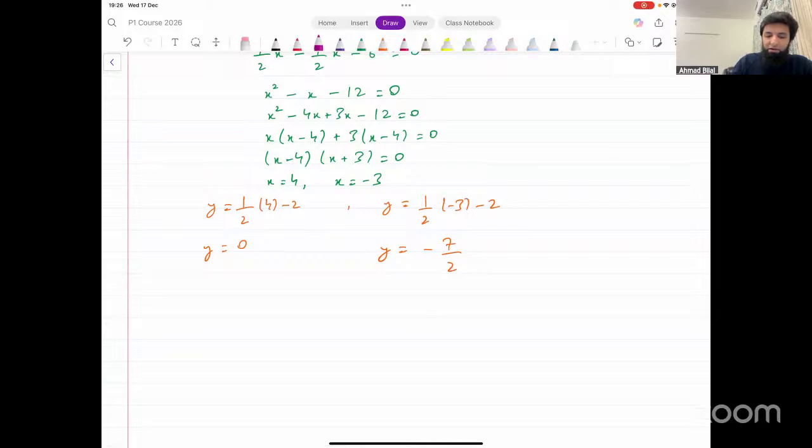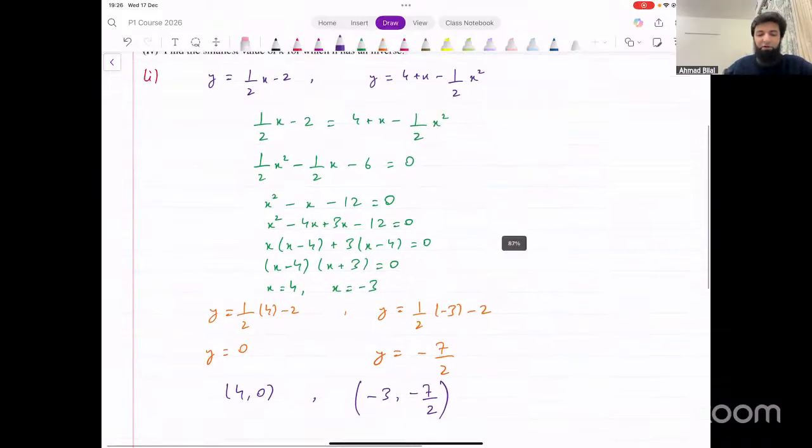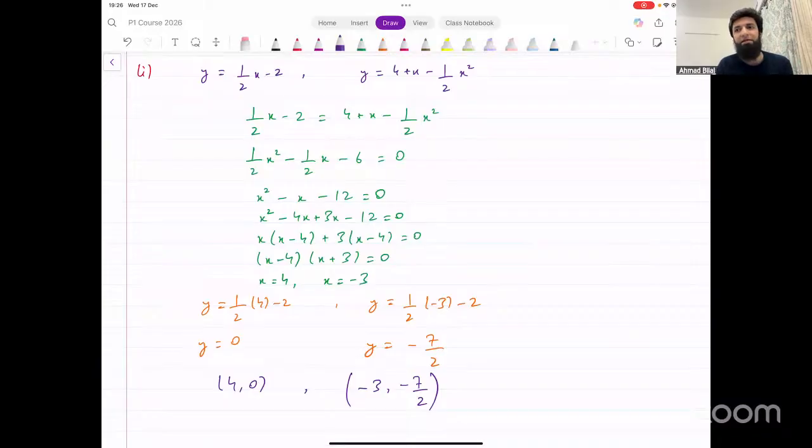Right? So what's the final answer? This is 1 point, that's 4 and 0. This is 1 point of intersection. And another point of intersection is minus 3 and minus 7 over 2. That's what we were looking for in the first part. These are the points of intersection of these two functions. Is that okay? Any problems with this? No issues? Let's move on to the next one then.